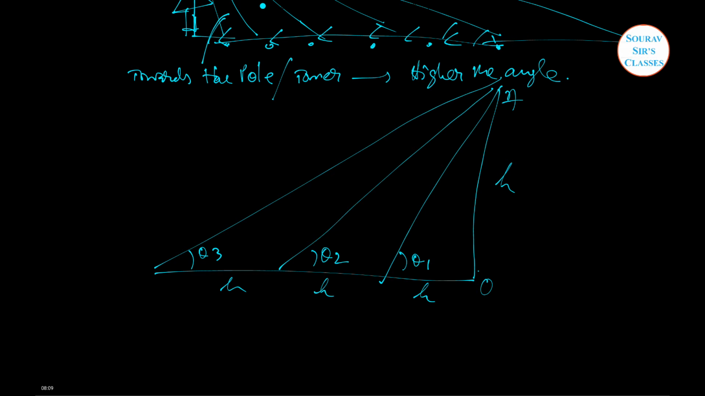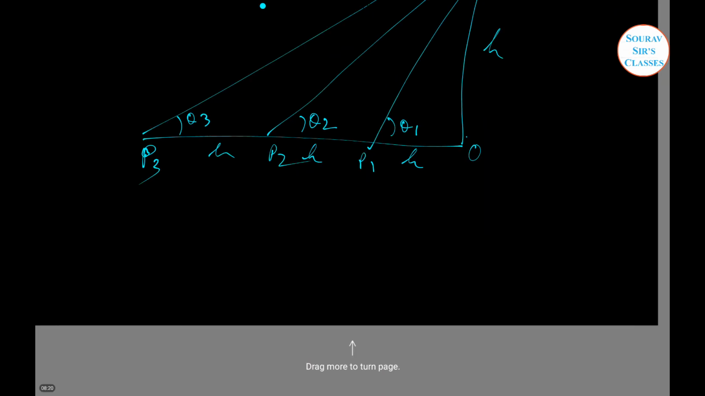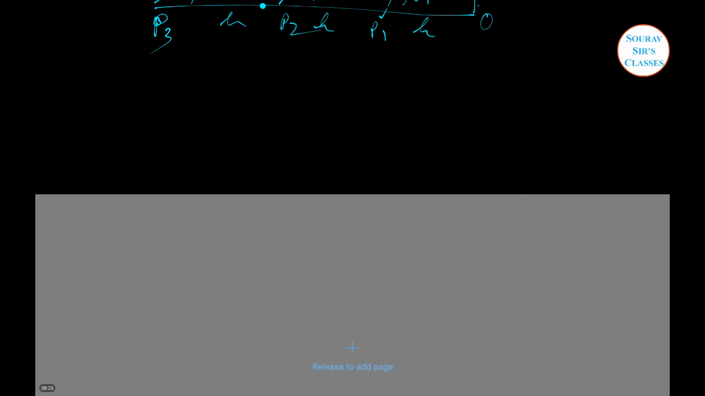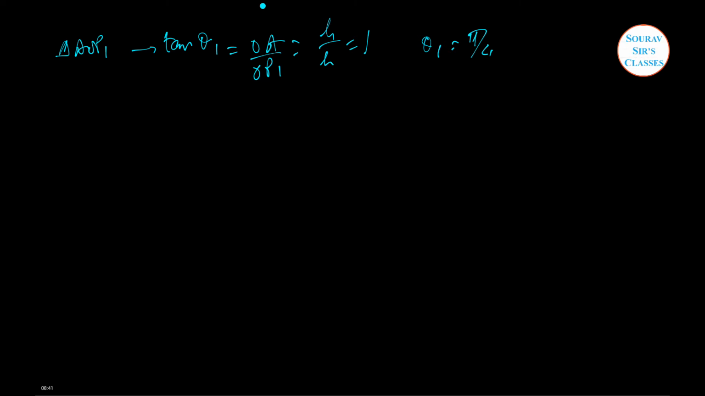So OA is the vertical pole, and OP1, OP2 and OP3 are the three different lengths of the shadows. So three triangles are created actually: AOP1, AOP2 and AOP3. In AOP1 we can write tan theta 1 equal to OA by OP1, that is h by h. So this is 1, and here we can get theta 1 equal to pi by 4 very easily.